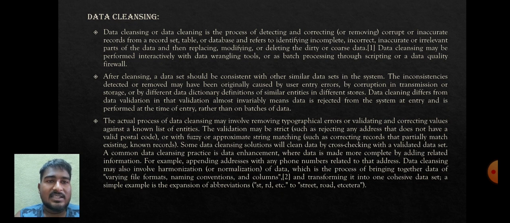A common data cleansing practice is data enhancement, where data is made more complete by adding related information, for example, appending address with any phone numbers related to the address. Data cleansing may also involve harmonization or normalization of data, which is the process of bringing together data of varying file formats, naming conventions and columns, and transforming it into one cohesive data set. A simple example is the expansion of abbreviations such as STRD etc. to street, road, and etc.